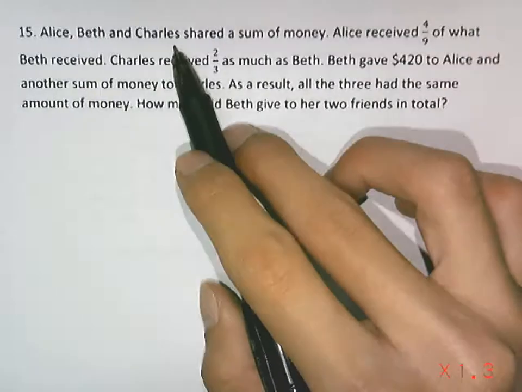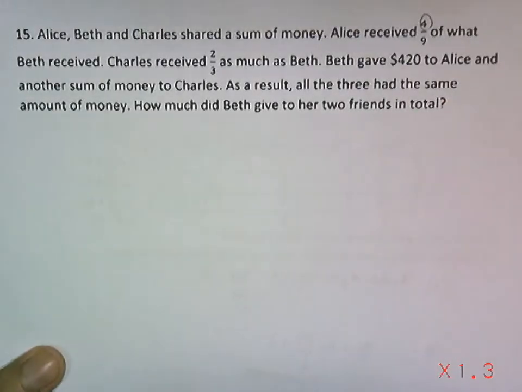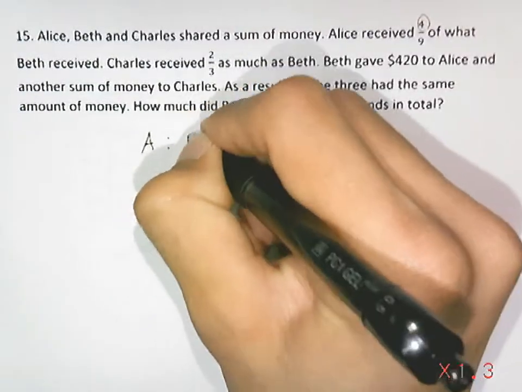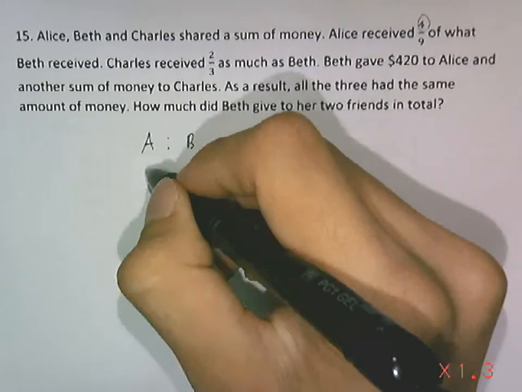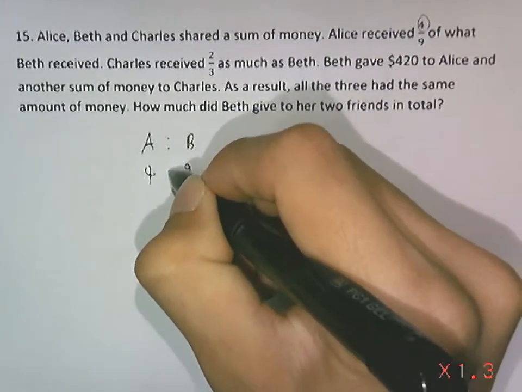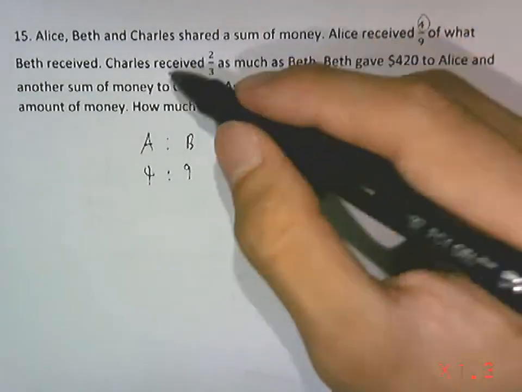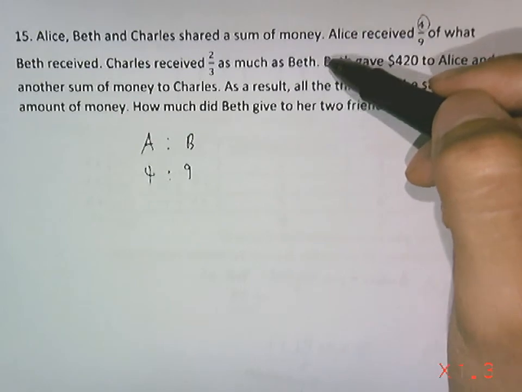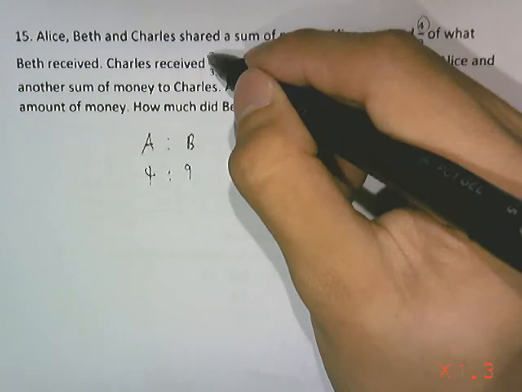Alice, Beth, and Charles share the sum of money. Alice received 4 out of 9 of what Beth received. So Alice to Beth, Alice A, Beth B, is 4 to 9, because she received 4/9 of what Beth received. And the next sentence, Charles received 2/3 as much as Beth. So 2/3 means that Beth is 3, Charles is 2.